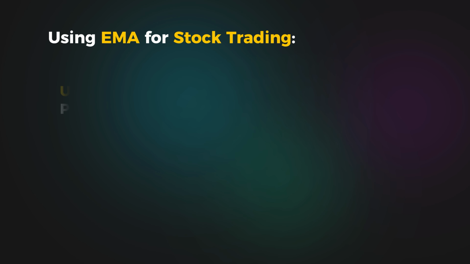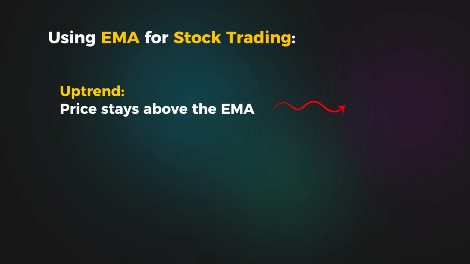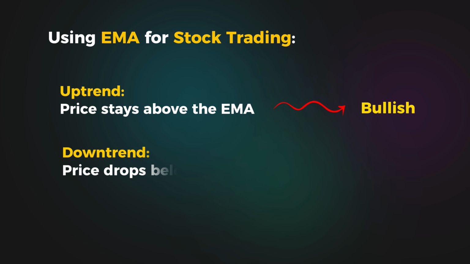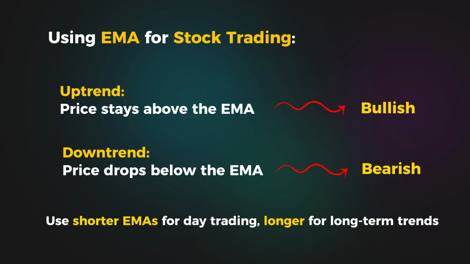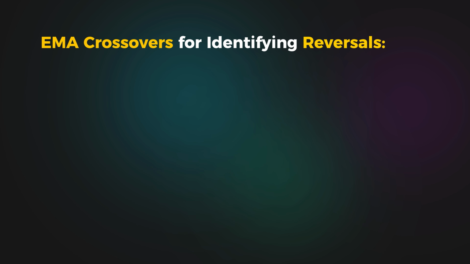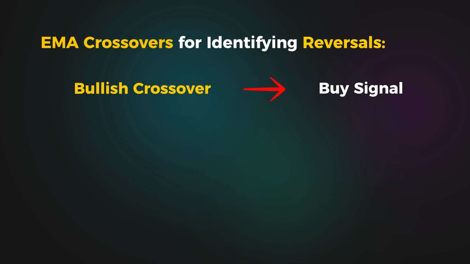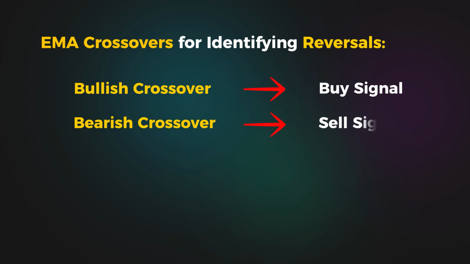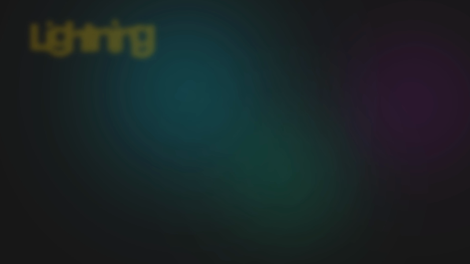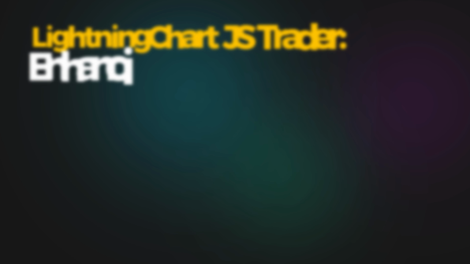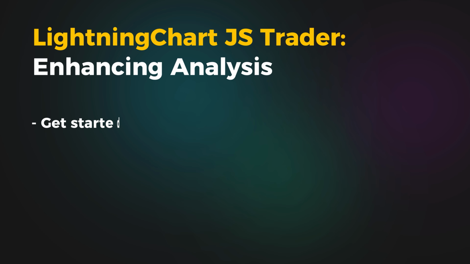When the price stays above the EMA, it suggests an uptrend, while dropping below the EMA indicates a downtrend. Customizing the time period allows traders to align the EMA with their trading strategy. A popular strategy is to use EMA crossovers. When a short-term EMA crosses above a long-term EMA, it signals a bullish trend, while a bearish crossover indicates a potential decline. With LightningChart Trader, you can easily customize your EMA settings to suit your strategy.